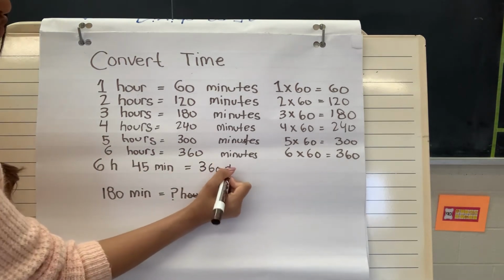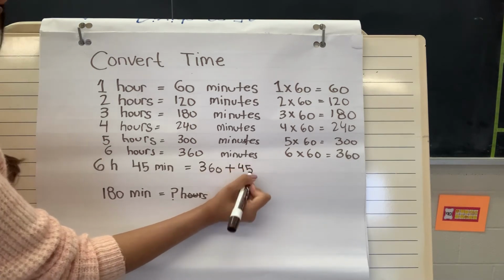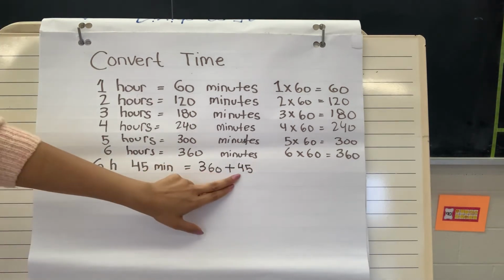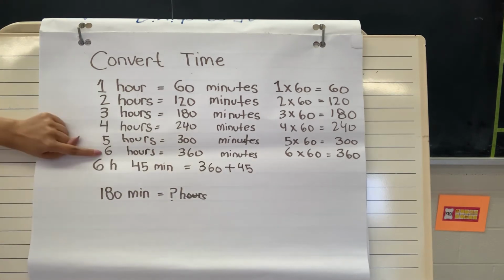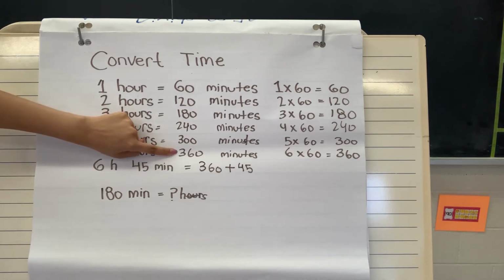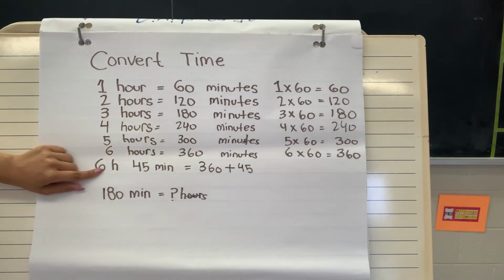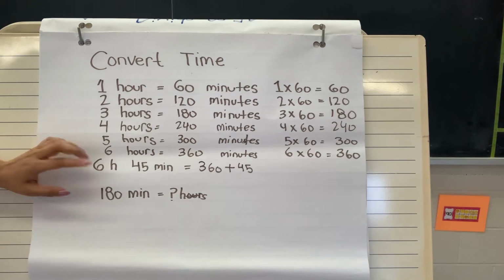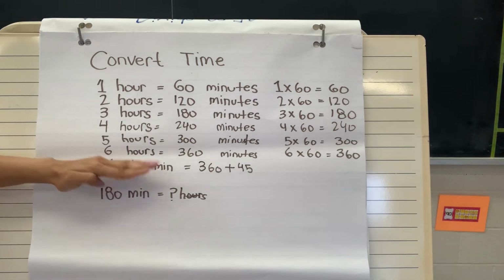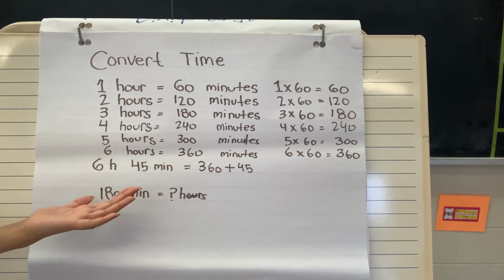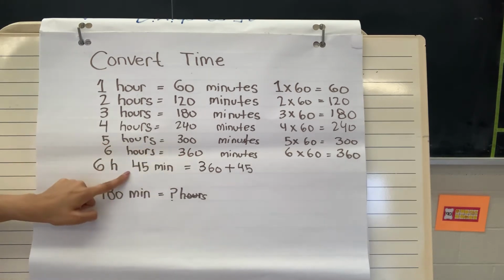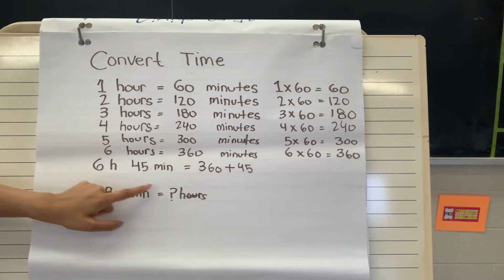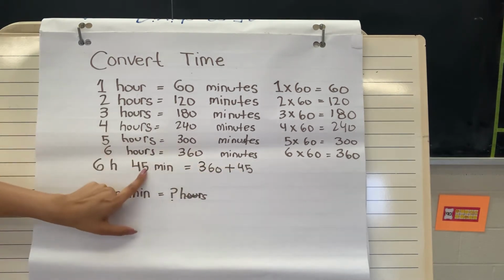45. So 360 minutes plus 45 minutes, because 6 hours, if I look at my chart, it's telling me that 6 hours equal 360 minutes. And if I'm given this question that you have 6 hours and you have 45 minutes, altogether, how many minutes do you have? I went to my chart and I said, oh, 6 hours equal 360 minutes, but I have this 45 minutes left to add as well.